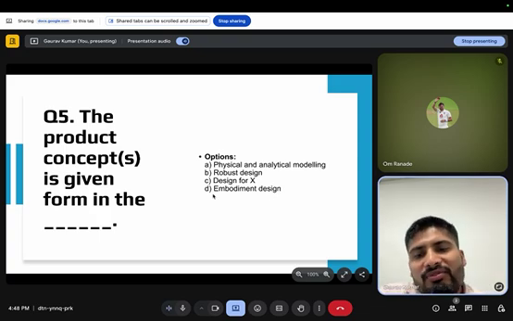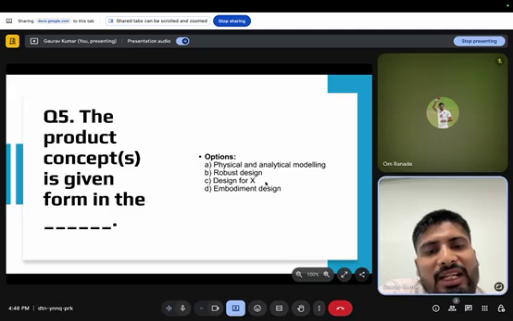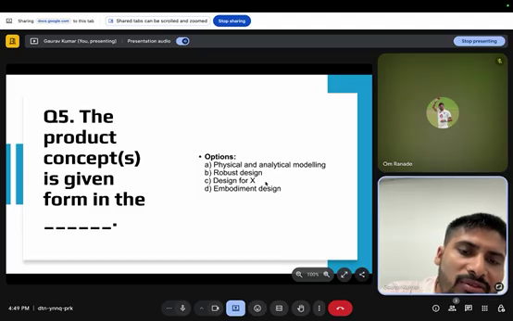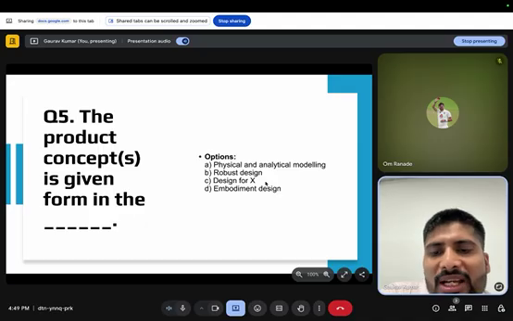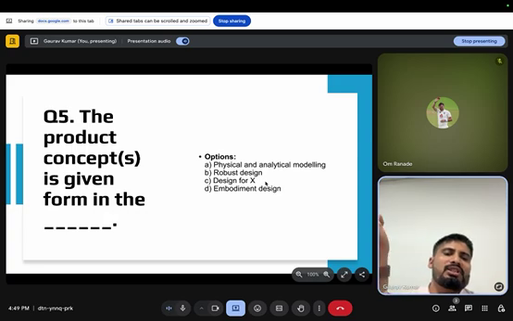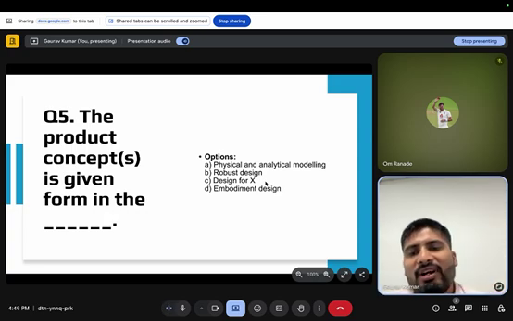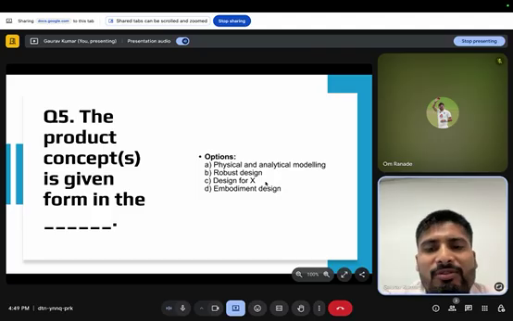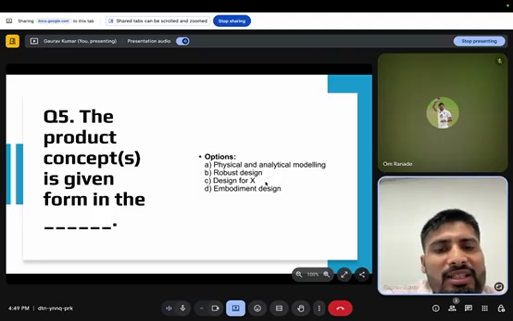Okay, so option A, physical and analytical modeling, represents techniques used within embodiment design, not the design stage itself. Option B, robust design, comes later and focuses on optimizing performance under variations. While option C, design for X, applies specific optimization principles rather than general embodiment. So only option D correctly identifies the comprehensive phase where the product's form takes shape.